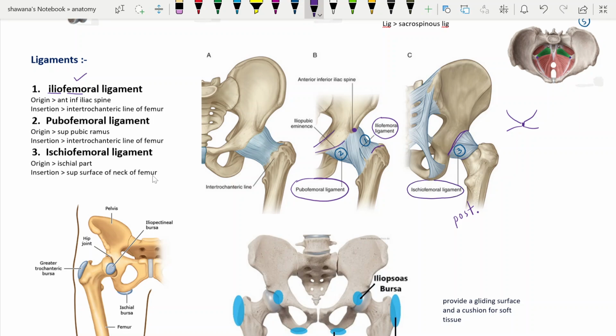The three ligaments. First is the iliofemoral, from the anterior inferior iliac spine to the intertrochanteric line of the femur, between the two trochanters of the femur. We will discuss the femur in the next video. Okay, and the second one is the pubofemoral ligament, from the superior pubic ramus to the femur, and the third is the ischiofemoral ligament, from the ischial part to the neck of the femur.